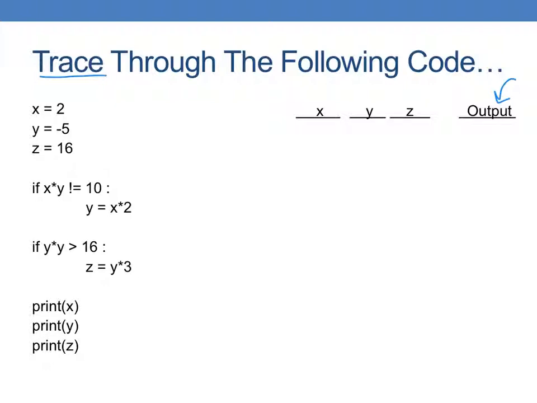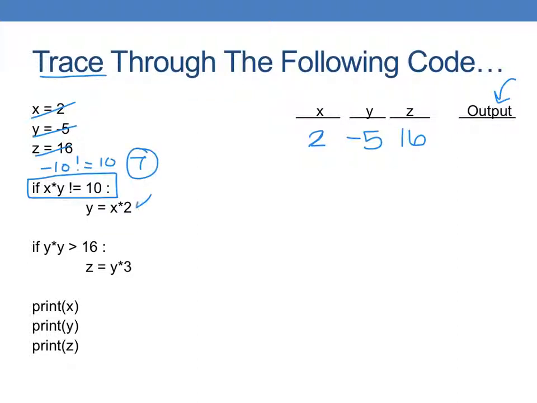So the first thing it says is X is equal to 2. So X starts off equal to the value of 2. And then Y is equal to -5, and Z is equal to 16. So I've checked off these 3 lines of code. Then I come to this conditional, and I need to decide, is this conditional true or false? Well, here, X times Y, X is 2 and Y is -5. 2 times -5 is -10. And -10 is not equal to -10? No wait, this is a true statement. So that's telling me that this, in fact, is going to run.